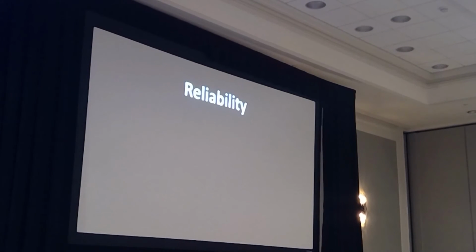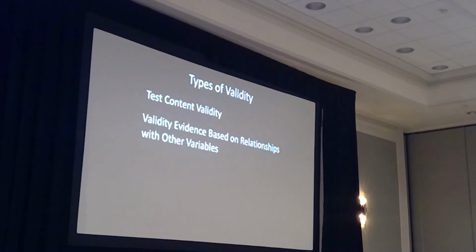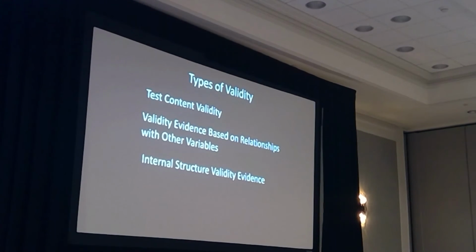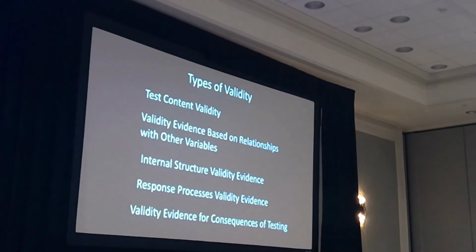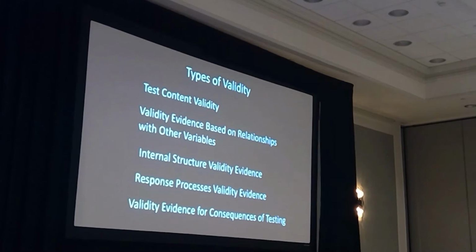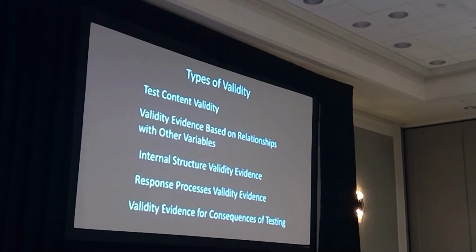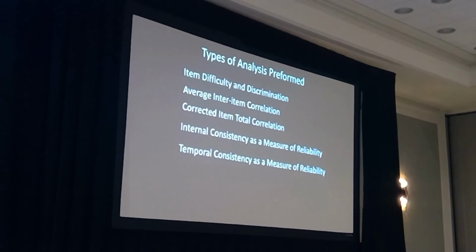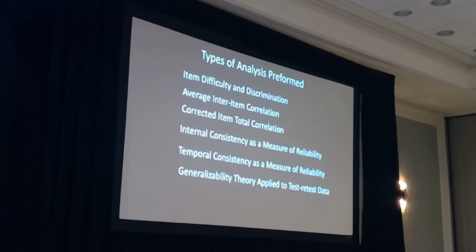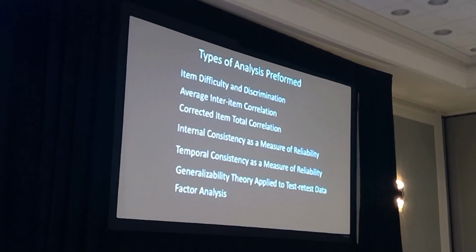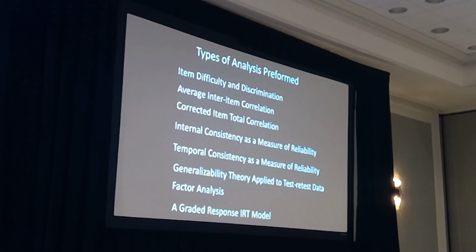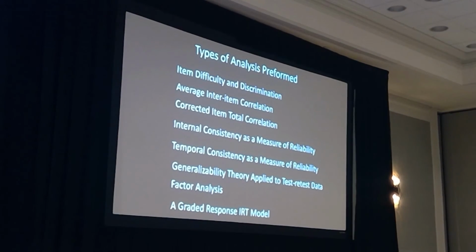So the statistics people get carried away, and they run reliability involving test, retest, and internal consistency, and then they do these validity tests, and they do content validity and evidence of relationships with other variables, internal structure validity, and response processing validity. I'm going to come back to that one. And they do evidence of consequences in the report, which is like face value, whether people agree with the report. So all this data is being collected on populations. And so they run these kinds of tests. They run item difficulty, discrimination, average inter-item correlations, corrected item total correlations, and internal consistency measures, and temporal, which is just really test-retest consistency. Generalizability theory applied to test-retest, and maybe my favorite, factor analysis followed by graded response process. All this data is being collected on each of these assessments on thousands of people.